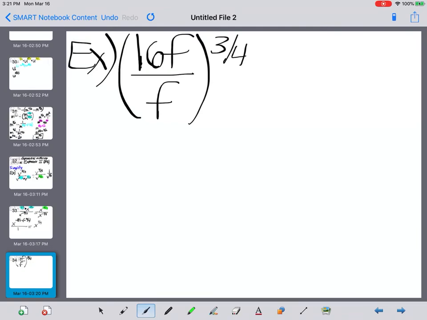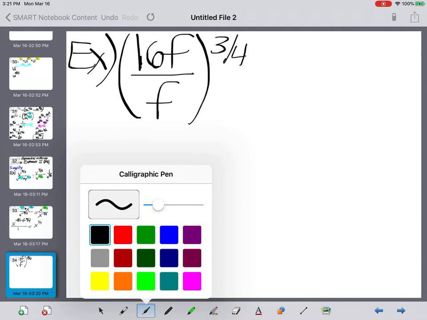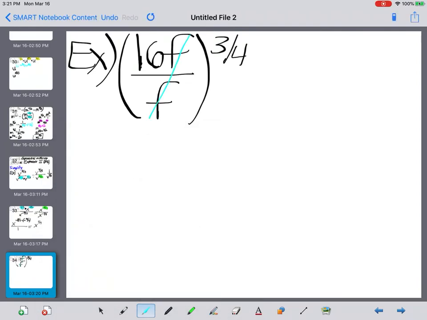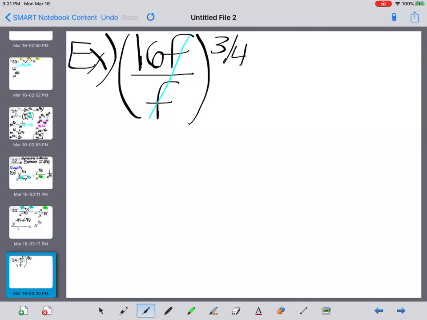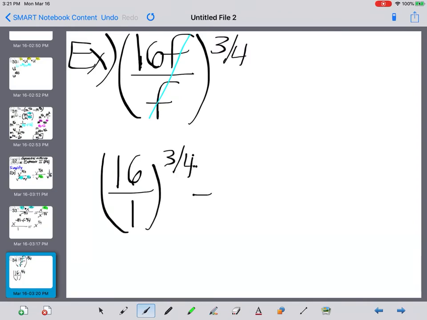Well, f to the first divided by f to the first, well, subtract 1 minus 1 is 0. So the f's essentially cancel. So we're going to cancel those out. And I could have done that on the first example in this video, but just kind of show you how this works. There are multiple ways you could do this. So that's going to leave me with just 16 over 1 to the 3/4, which is basically just 16 to the 3/4.